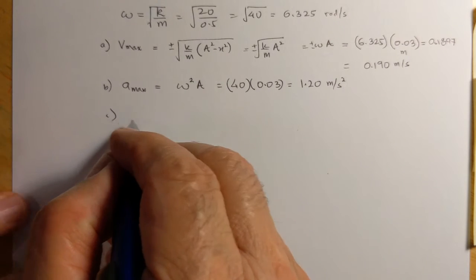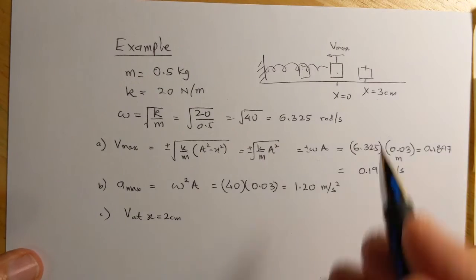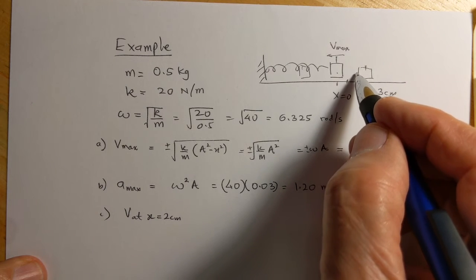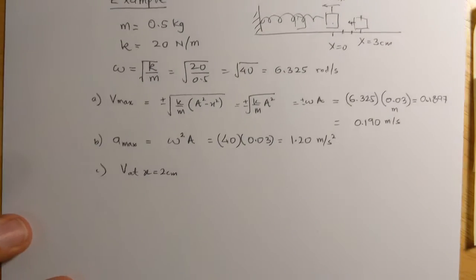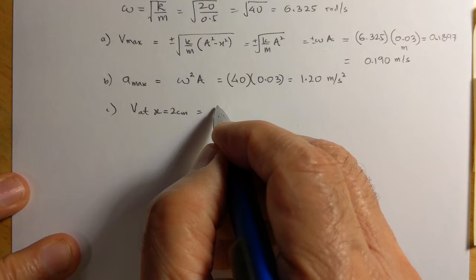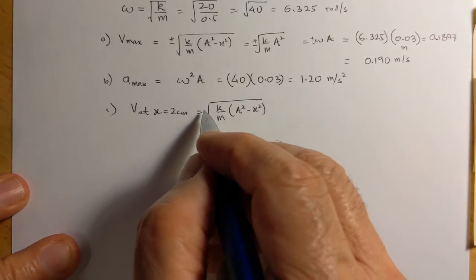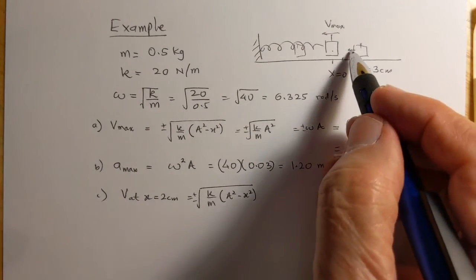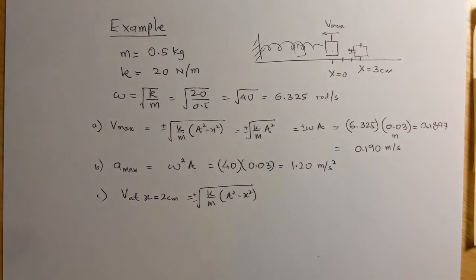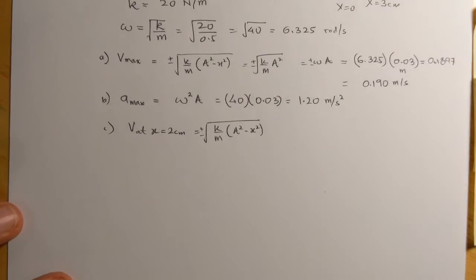Now let's say we want to find the velocity at x equals 2 centimeters. So as it's going here, this is 1 centimeter, 2 and 3. So what is the speed when it's crossing this point? You can solve it for any other point too. So we use this equation. It's the square root of k over m times a square minus x square, again plus minus, because at this point it will be going this way, and then when it's going back it will again cross that point and go to the right. The speed at that point will be the same in both directions.